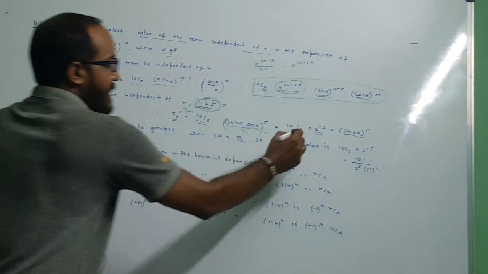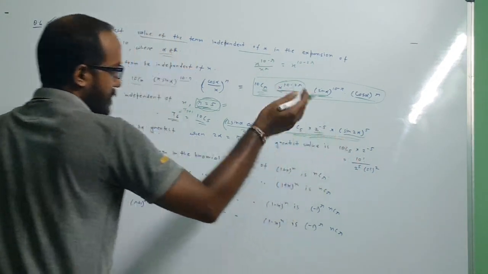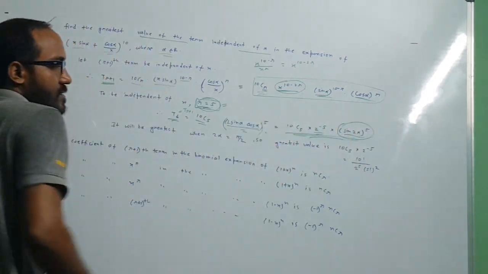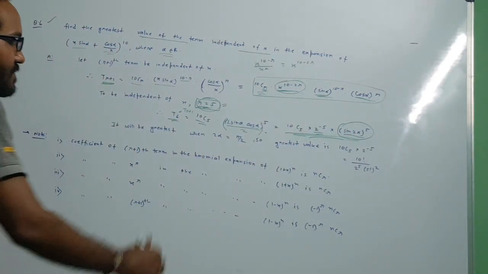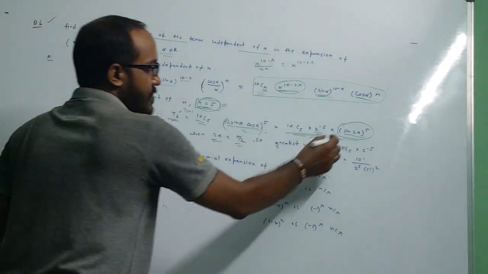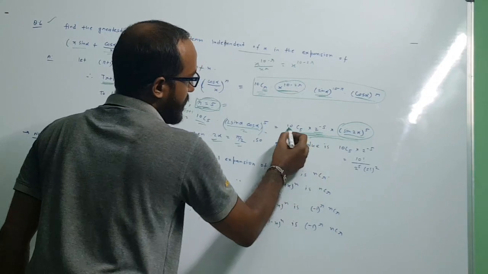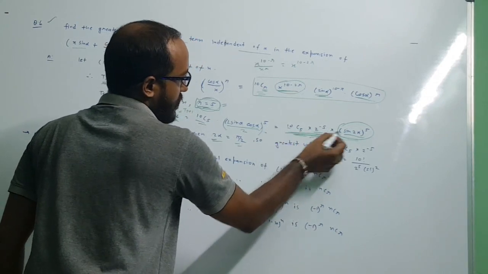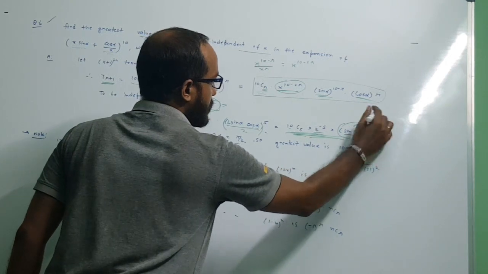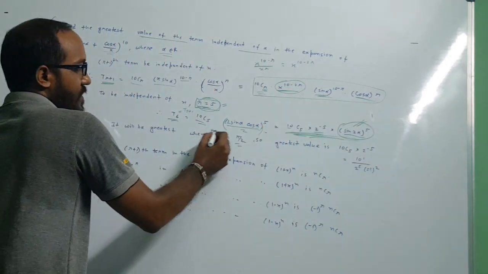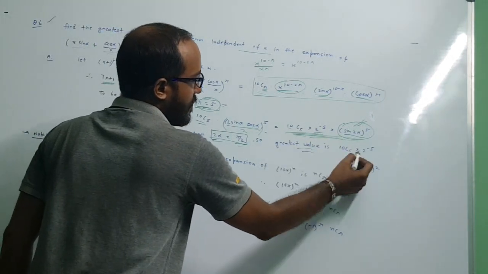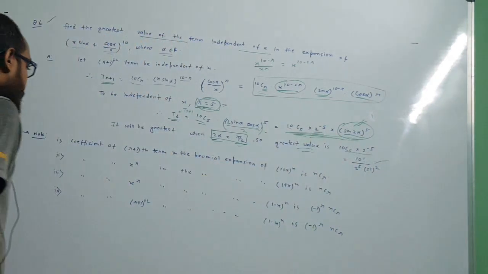They want the greatest term which is independent of x. So in order to be greatest, sin 2 alpha should be 1. That means 2 alpha should be pi by 2. So the greatest value would be 10c5 times 2 to the power minus 5. Simplify, you will get that answer.